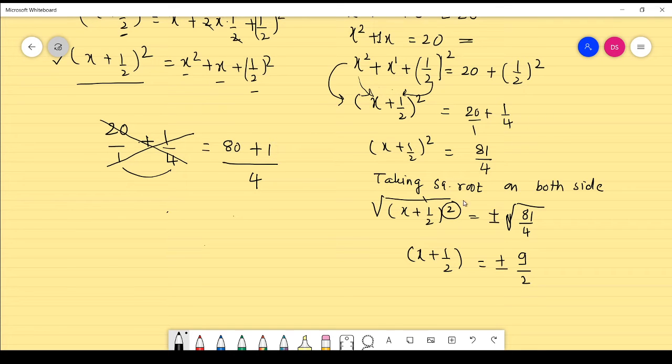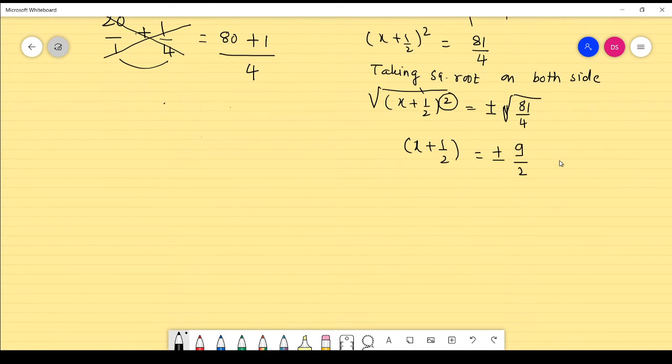So now what will remain over there? Here we have x plus 1 by 2. Okay, I'll remove the bracket. So x plus 1 by 2 will be there, that is plus minus 9 by 2, right? So what to do? Here I want only x on this particular side.